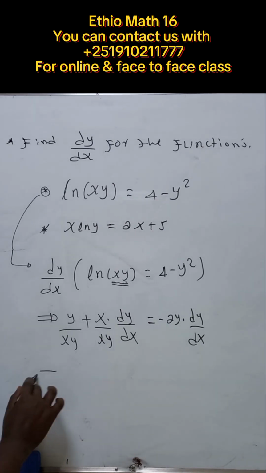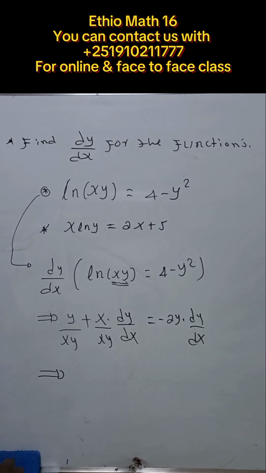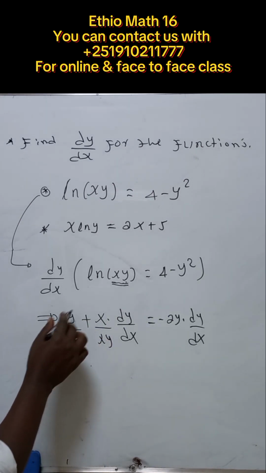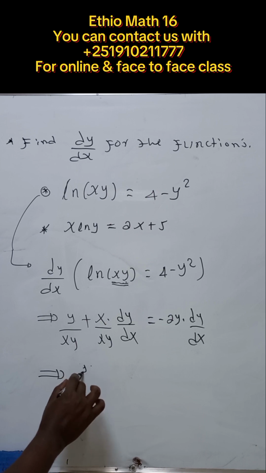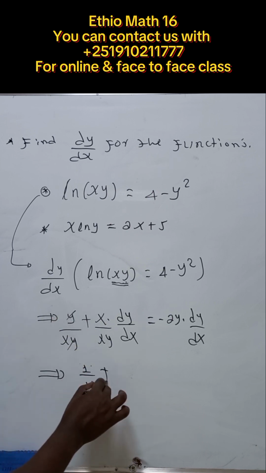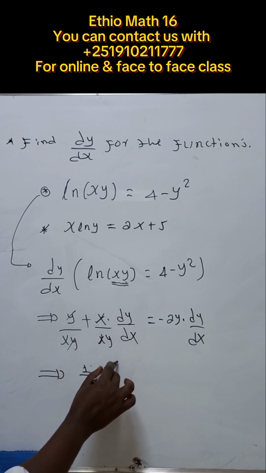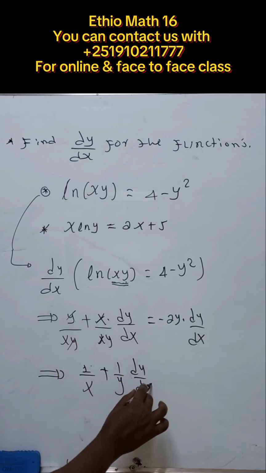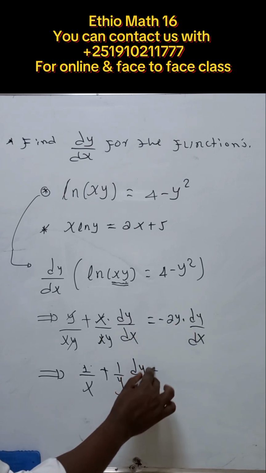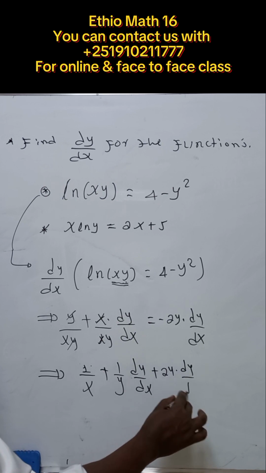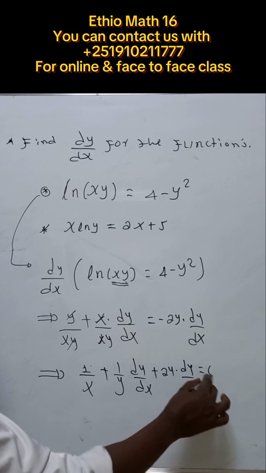When we simplify this problem, we have 1 over x, because y is cancelled by y, plus x cancelled by x, plus 1 over y, which is dy/dx, and let's bring this on this side, plus 2y times dy/dx, and this is equal to 0.